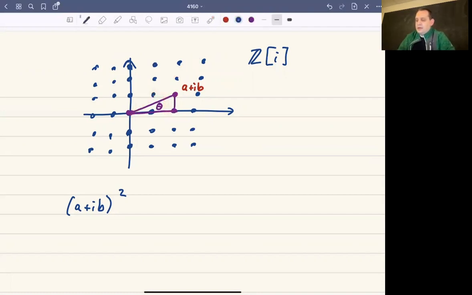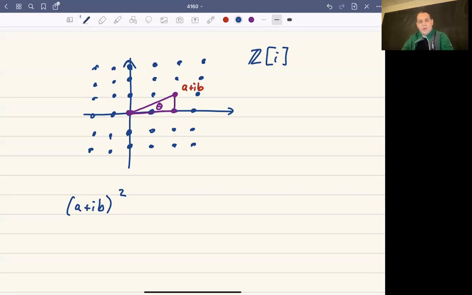Remember that I made this comment at the beginning that seemed kind of out of left field and unimportant: if we pick a Gaussian integer and compute the modulus, in other words, the distance from the origin to that point, that modulus is always going to be the square root of some integer.